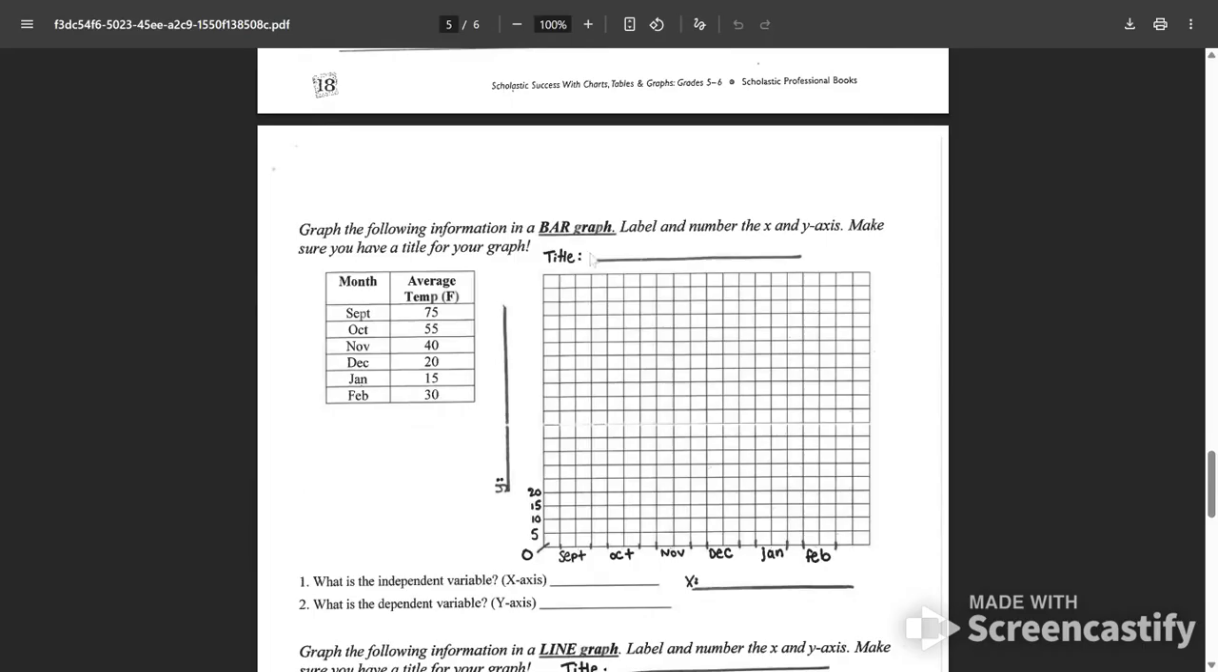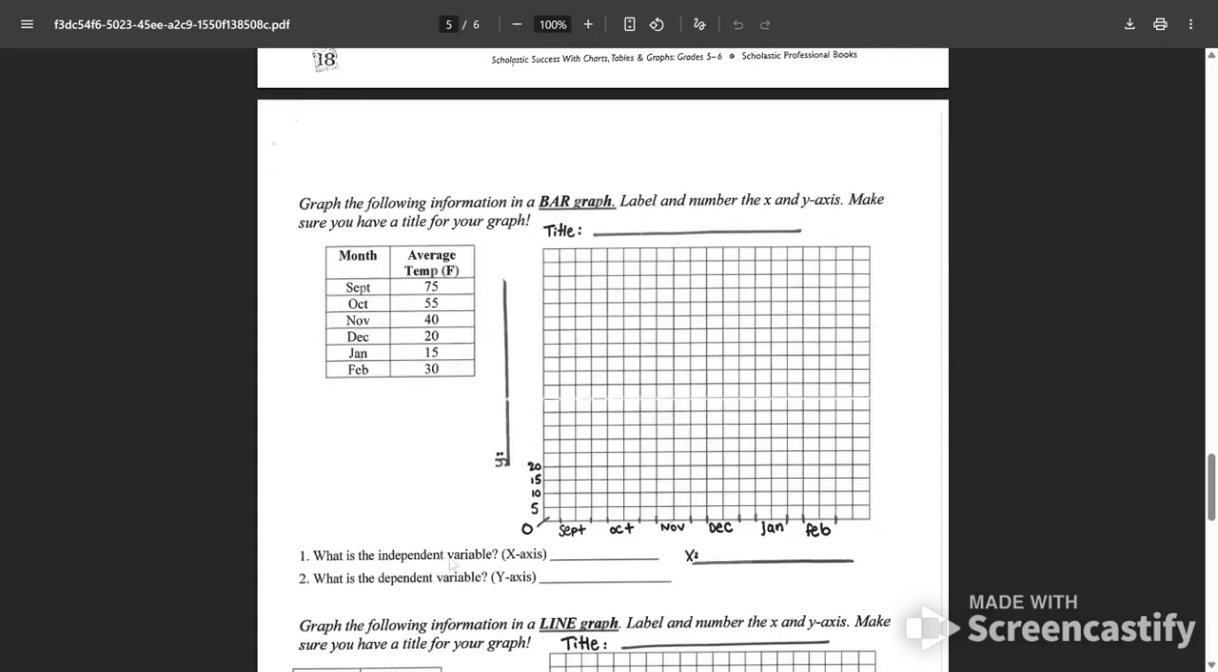You are going to practice graphing. Be careful here. It needs to be a bar graph. You need to fill in the title, the X and the Y, which you'll find here. You get to make up your own title. And then I set up the X-axis. You need to keep counting up and then make your bars. And your independent variable is your X-axis and your dependent variable is your Y.